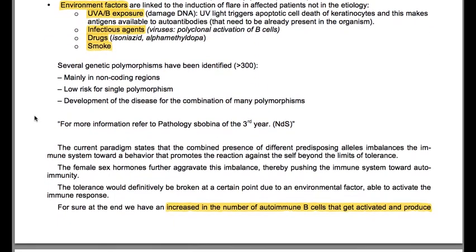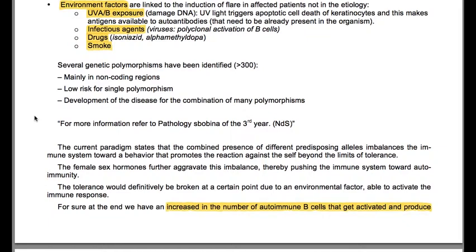We have UVA and UVB exposure, so damaged DNA. UV light triggers apoptotic cell death of keratinocytes, and this makes antigens available to antibodies that need anyway to be already present in the organism. We have then infectious agents like viruses, polyclonal activation of B cells. We have drugs like isoniazid, alpha-methyl-dopa, and smoke.